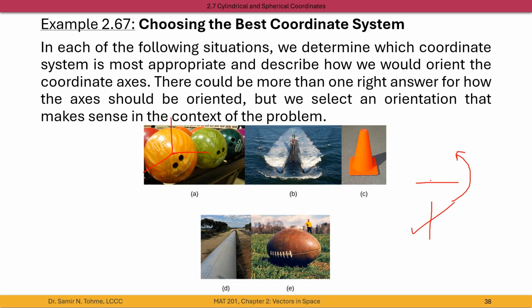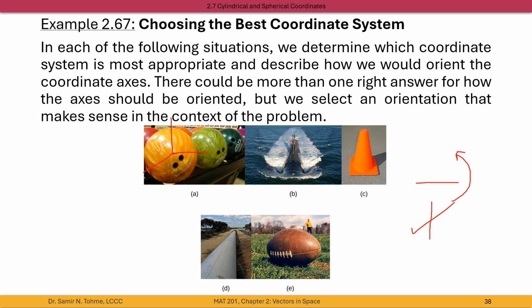In these objects, since there's no rotational symmetry, there's a preferred direction in space. So it doesn't matter if we choose this as the x, this as the y, this as the z, or maybe take the three axes in different directions as well.